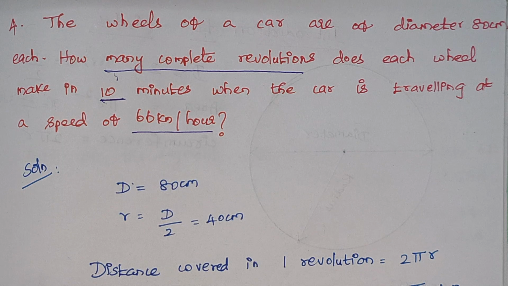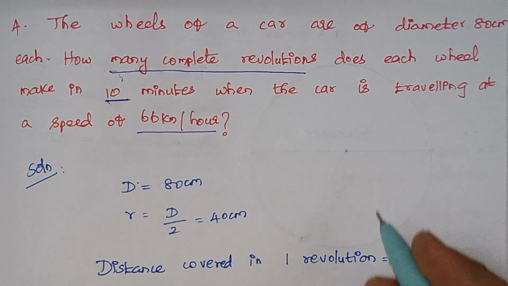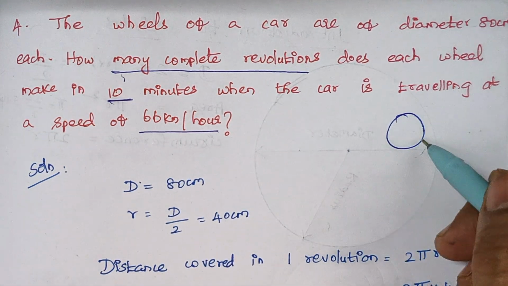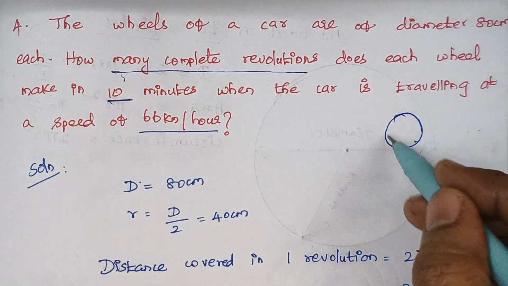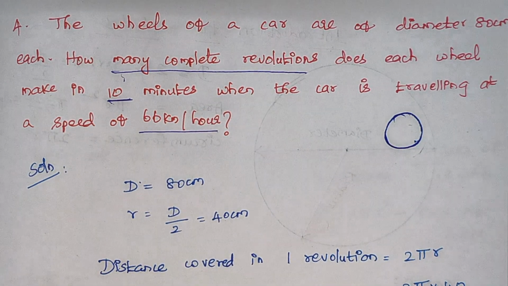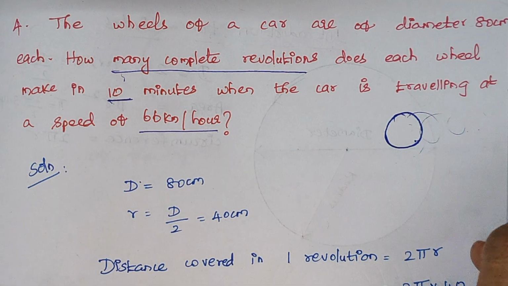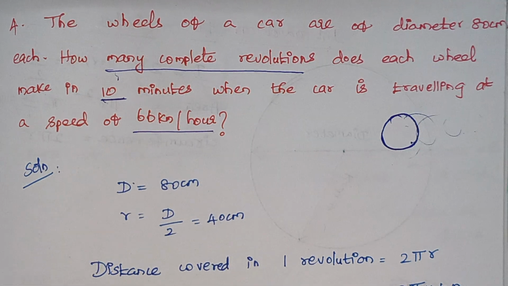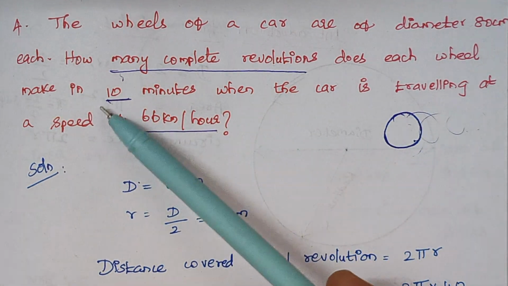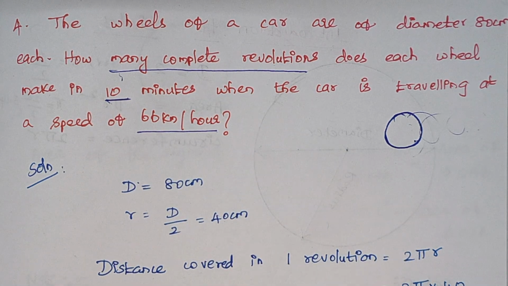We are having a car, right? And what do you mean by complete revolution? That is the whole thing. We are having a wheel like this, right? The revolution is how many times it rotates, right? How many times, it will be moving like this, right? The same thing. So how many revolutions does the wheel of a car make in 10 minutes if the car speed is 66 km per hour, right?